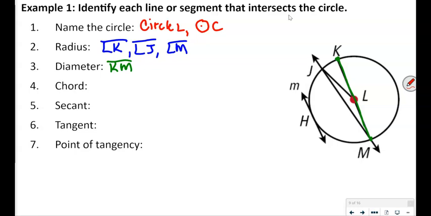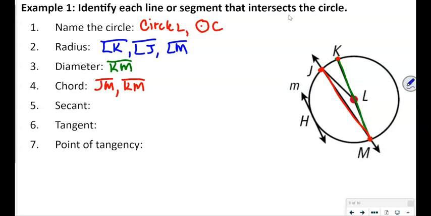So in this particular case especially, we got a chord right here, Jm, right? See that right there? That's Jm. If its endpoints are on the circle, Jm is a chord, right? We have another one over here, right? Isn't Km also a chord? It is. Km is another chord. It just happens to also be the diameter.